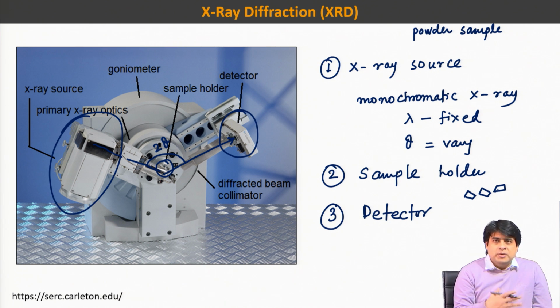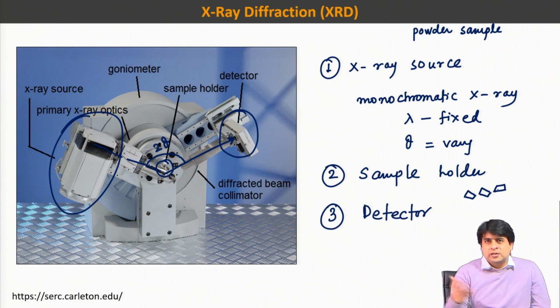So, there will be some kind of reflection. This is a very useful method by which we can very easily get an idea about the crystal structure of an unknown material. The only drawback is that we need a powder sample, so you should have a sample which is relatively bigger in size.